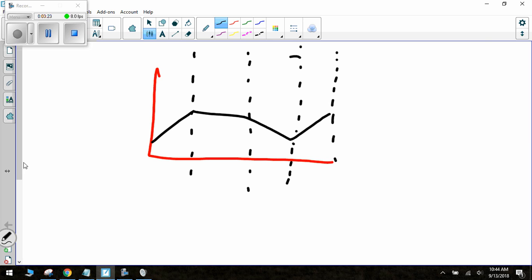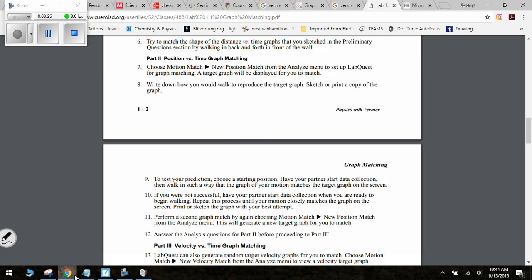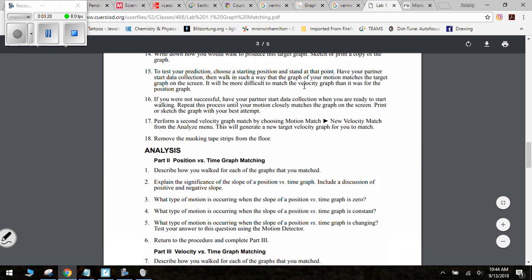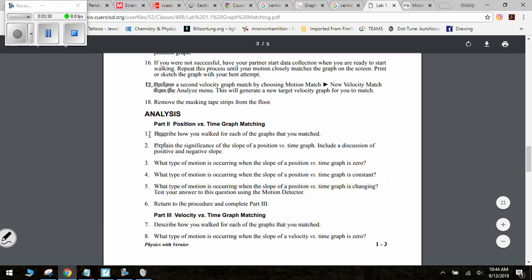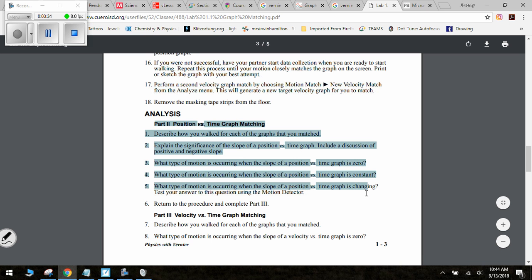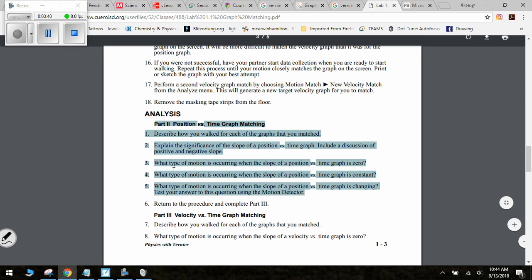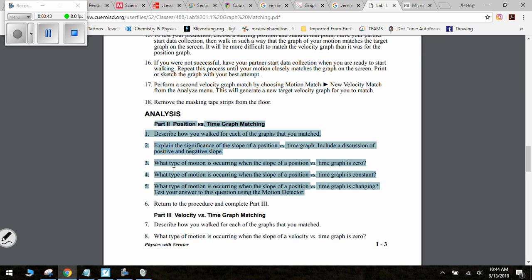You were supposed to do 5 analysis questions. So after getting done with part 2, I told you that this is the important part right here. Part 2, position versus time graph matching analysis, right here. These questions. This is 1 through 5. We didn't get part 3. Y'all only did part 1 and part 2 in the lab, so you can't answer questions about part 3. Now, I know some people just started answering all the questions, but they can't answer those questions. They were just making stuff up.